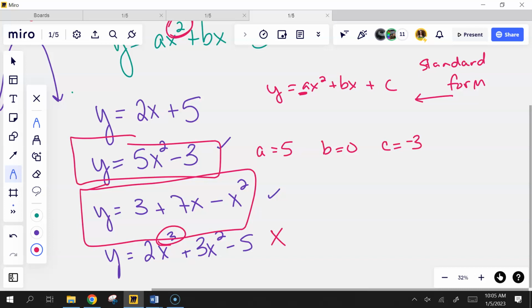Negative 1. Good job. Why is it negative and not positive? It's subtracted, right? But A is always hooked to the x squared term. Always, always, always. What is B? How about C?